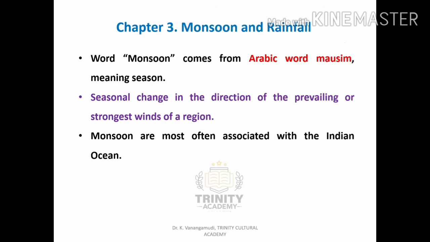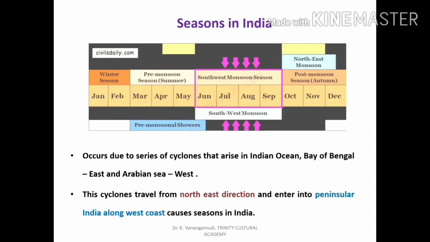Well friends, now we can see about the monsoon and rainfall. The word monsoon comes from the Arabic word mausim, meaning the season. It is the seasonal change in the direction of the prevailing or strongest winds of the region. The monsoons are most often associated with the Indian Ocean. Regarding seasons in India, there are about 4 seasons.